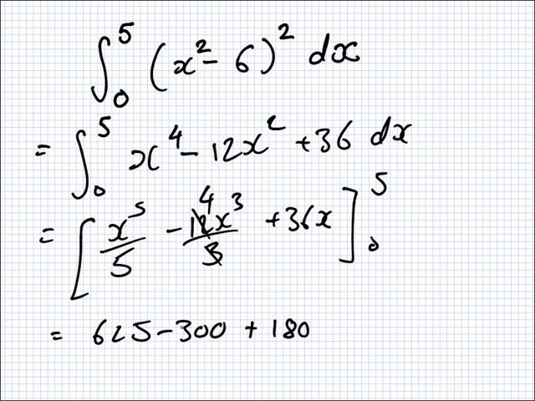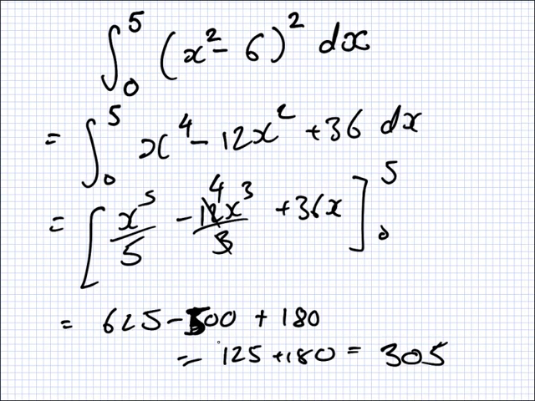The middle one's 500? 5 cubed? 5 times 5 is 25 times 5 is 125. 125, yeah, 500. And then, yeah, terrible. Plus 180. So what's that? 125 plus 180. 305. 305. Yeah. Yeah, well, this is coming from somebody who gets the wrong answer with a calculator. So, cut me some slack.